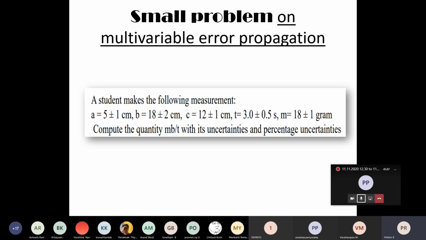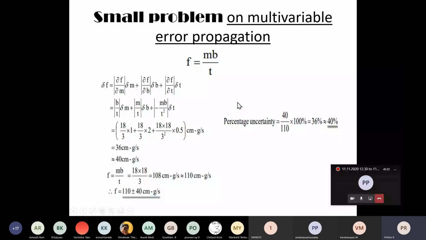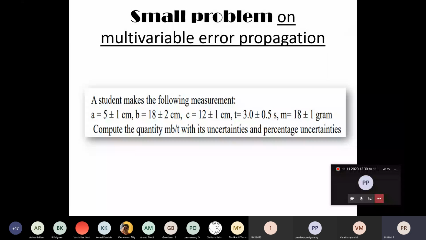A student makes the following measurements. Let's say A is 5 with an error of plus or minus 1 centimeter, and B is another quantity, 18 centimeter with plus or minus 2 centimeter error, and C is 12 plus or minus 1 centimeter. T, the time, is 3.0 plus or minus 0.5 seconds, and M is equal to 18 plus or minus 1 gram. And then the question is to compute the quantity MB by T with its uncertainties and percentage uncertainties.